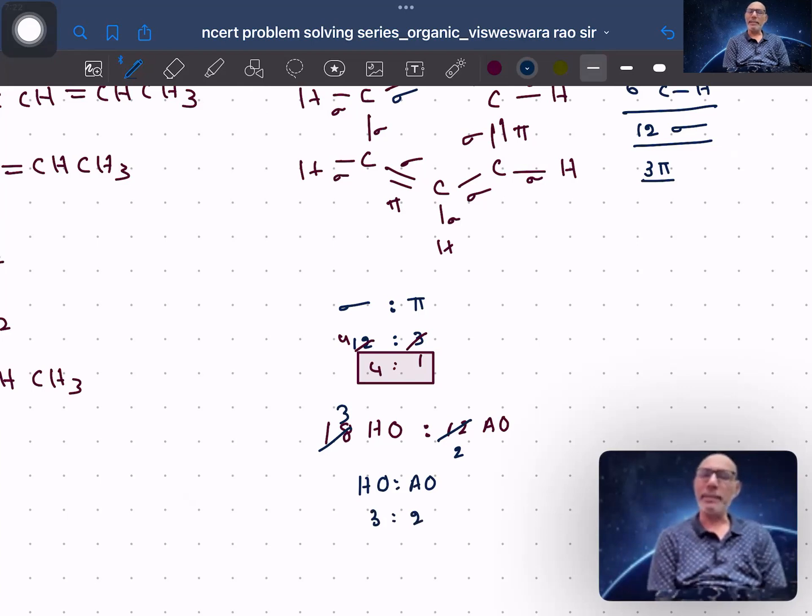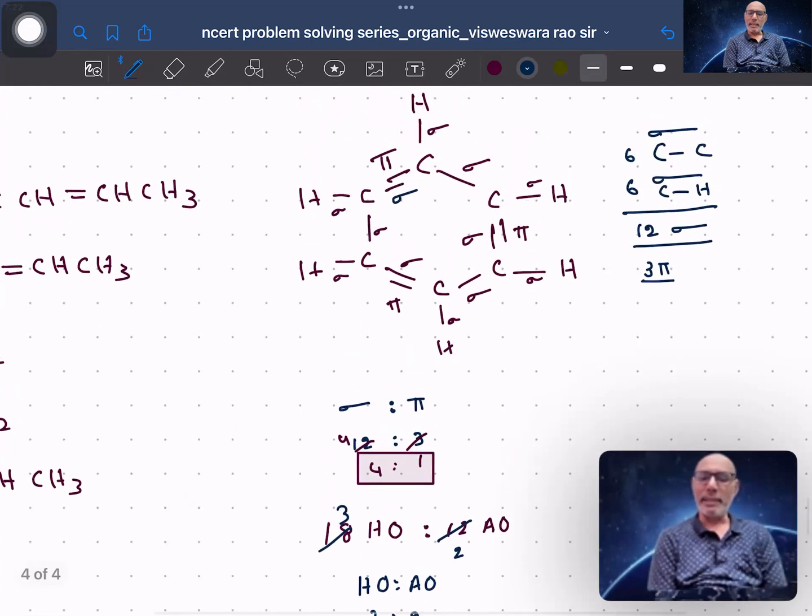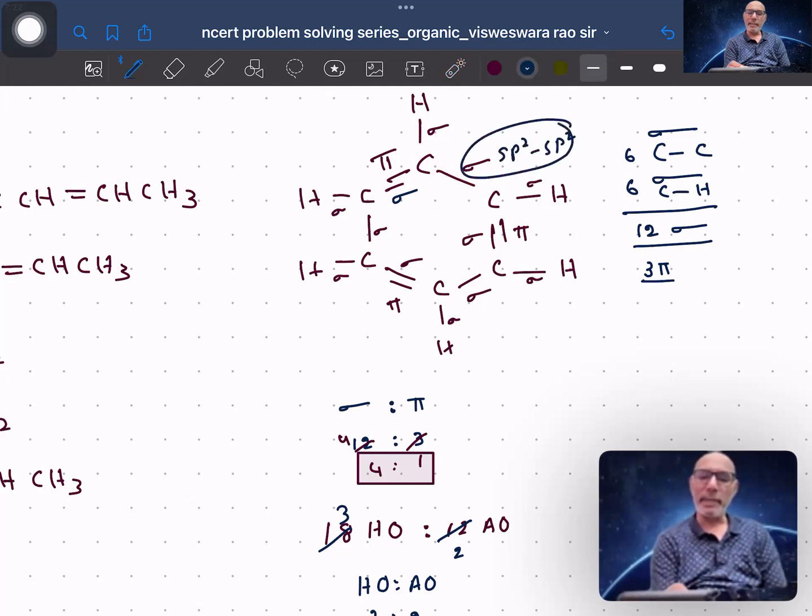Like that also they can ask now. And one more thing, out of the 12 sigma bonds, 6 sigma bonds are formed by sp2 overlapping. This carbon-carbon sigma bond is formed by sp2 overlapping. And this carbon-hydrogen sigma bond is formed by the sp2 hybrid orbital of carbon and the s orbital of hydrogen. Like that also they can ask you a question.